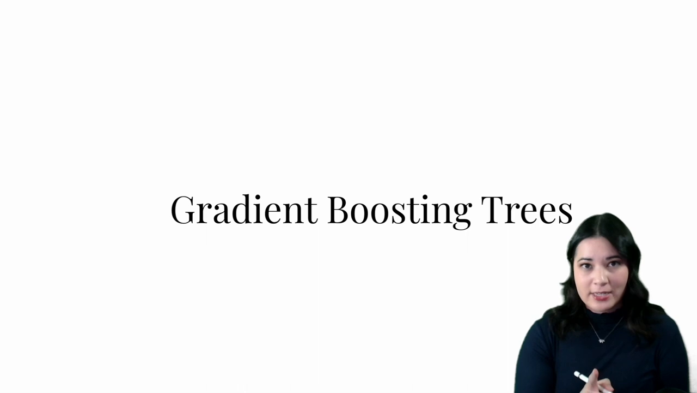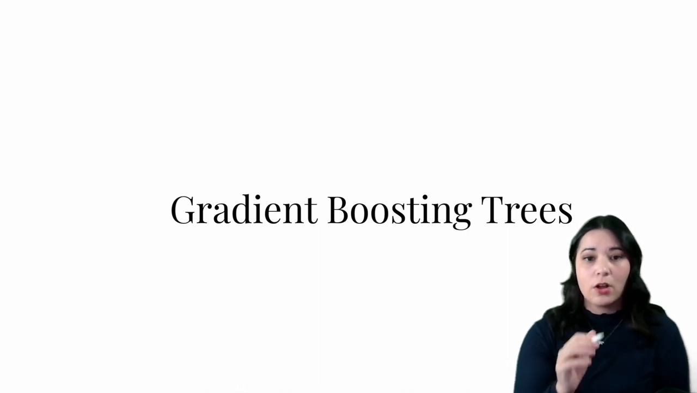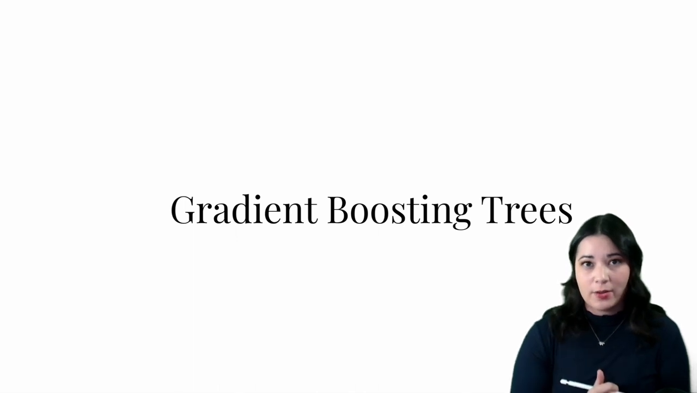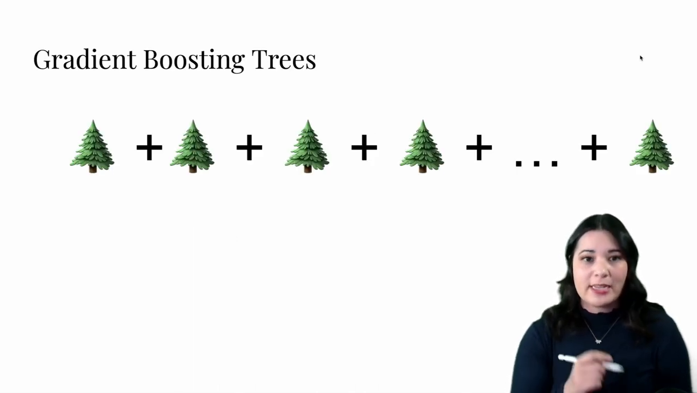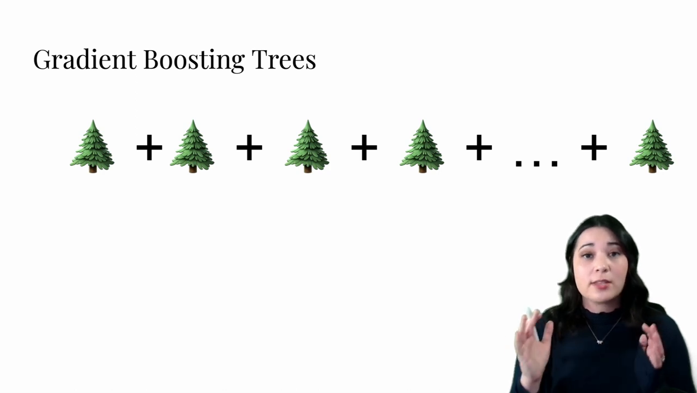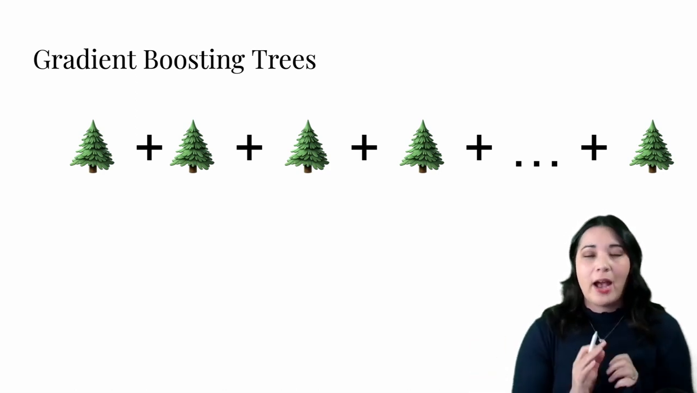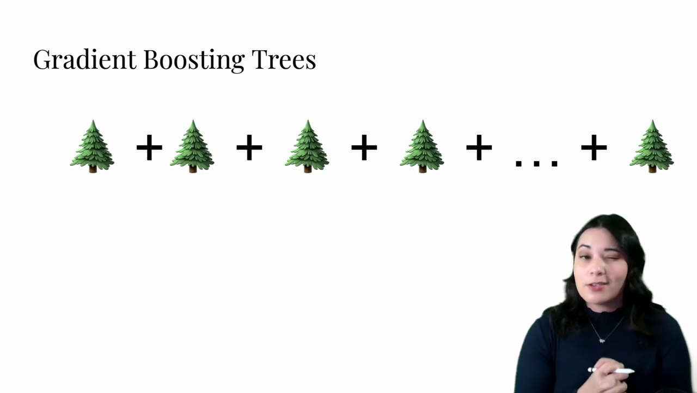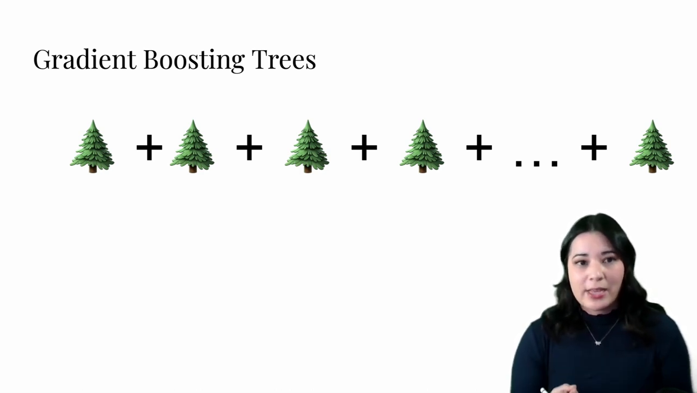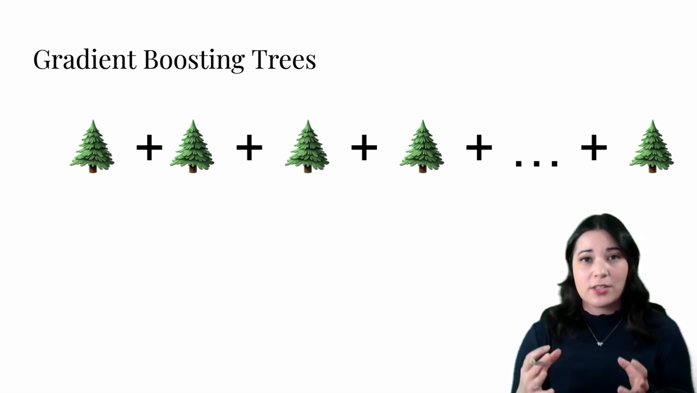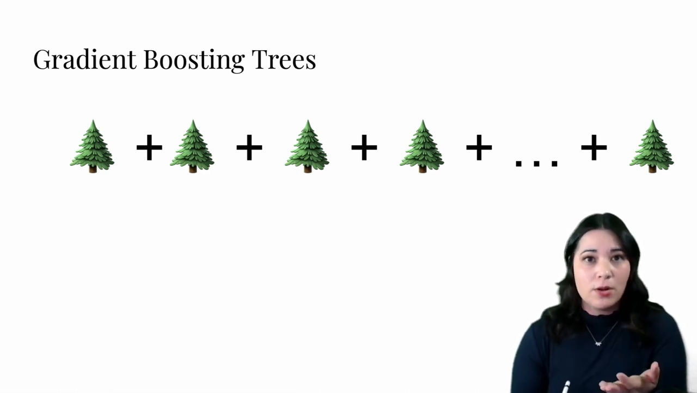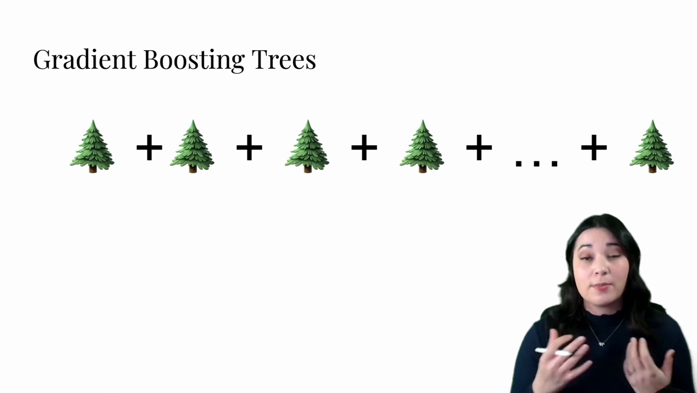However, there's a different type of tree-based ensemble model called gradient boosting trees, which have trees that do depend on each other. Just like in a random forest, in gradient boosting trees, we have an ensemble of multiple trees. However, unlike a random forest, our trees are not independent. Rather, the trees rely on each other. In a gradient boosting tree, we take the predictions of each tree and add them together. This is contrasting with a random forest, where we either take the average or the mode of the tree predictions to make our final prediction.